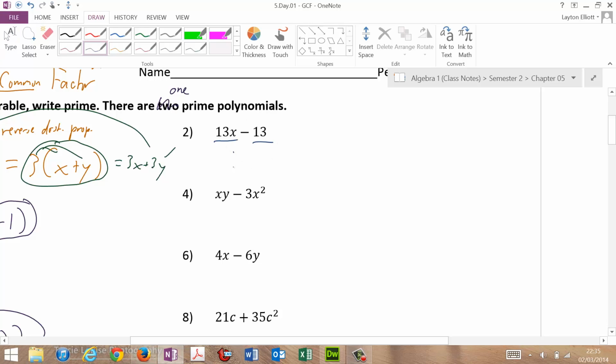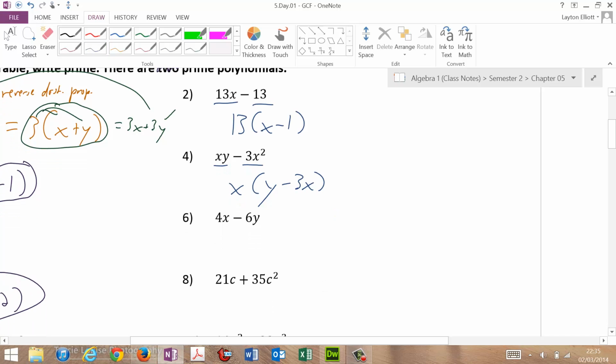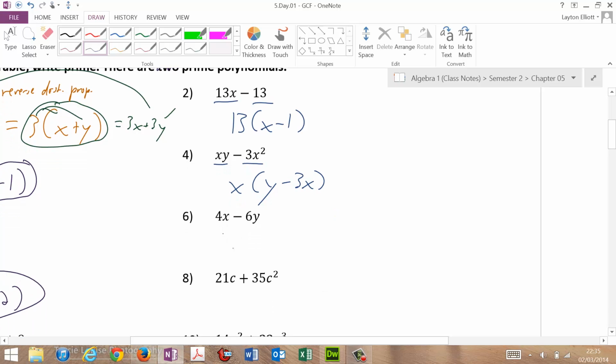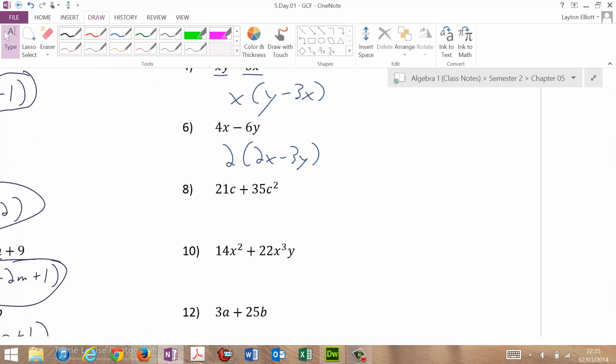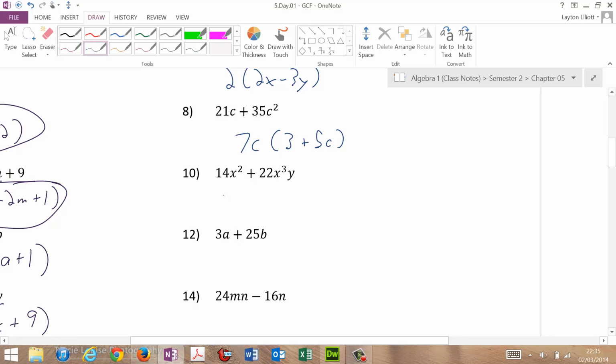So number 2, 13's in common, and I get an x minus 1 when I pull a 13 out. Number 4, the x is in common, just a single x. So I have a y left over, and then I have 3 and 1x left over, 3x. Number 6, the only thing I can take out is a 2, and then I'm left with 2x minus 3y. Number 8, I can take out a 7, and I can take out a c, leaving behind 3 plus 5c. Number 10, I can take out a 2 and an x squared, leaving behind a 7 plus an 11xy.